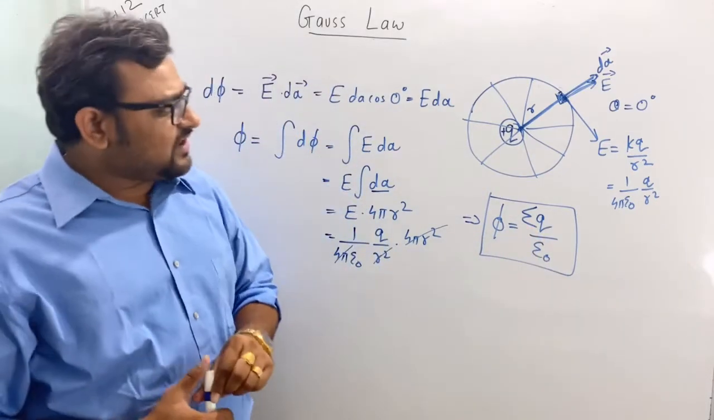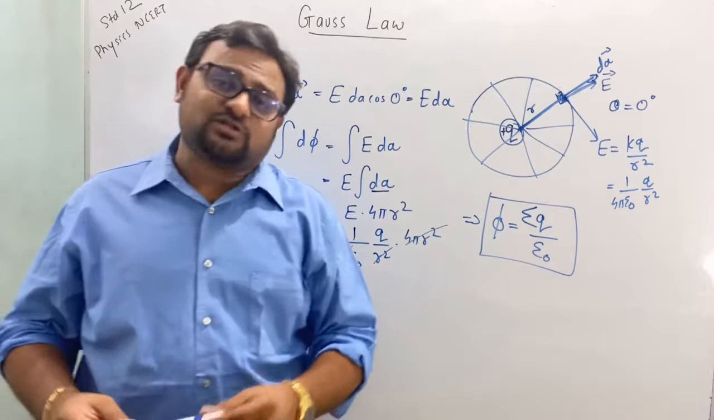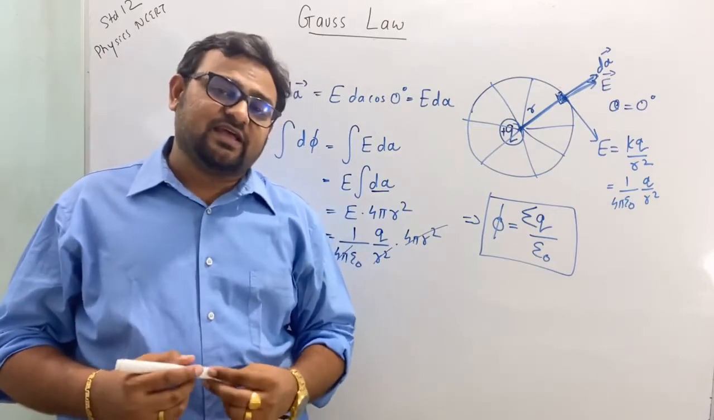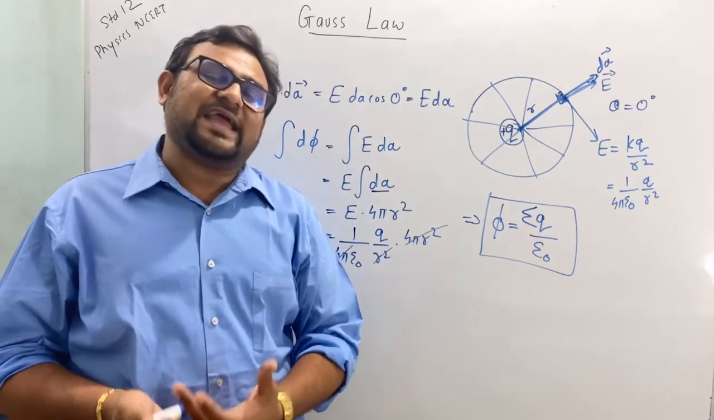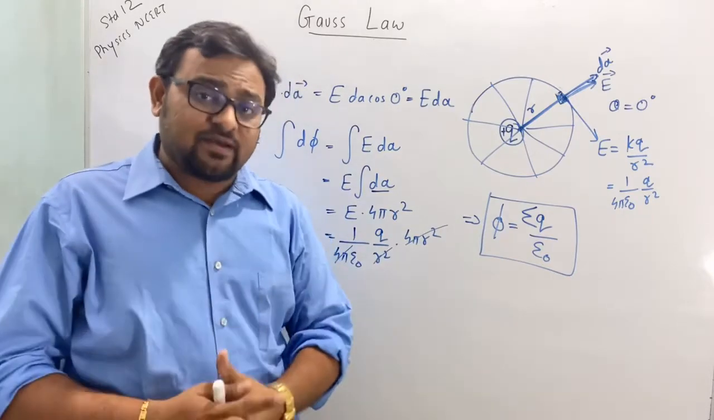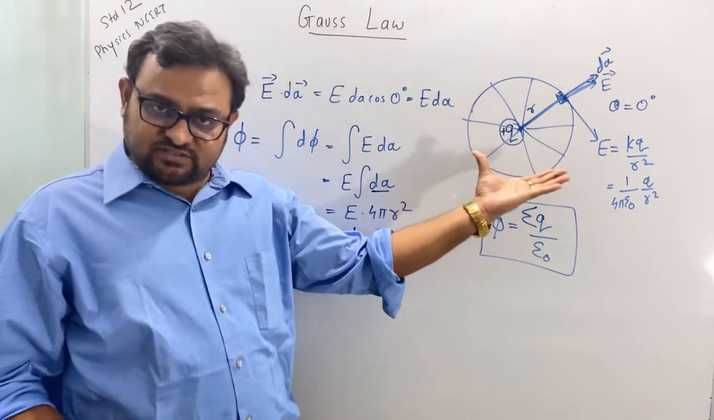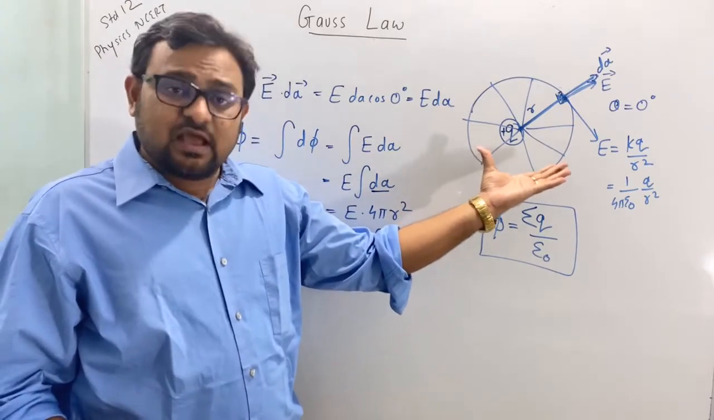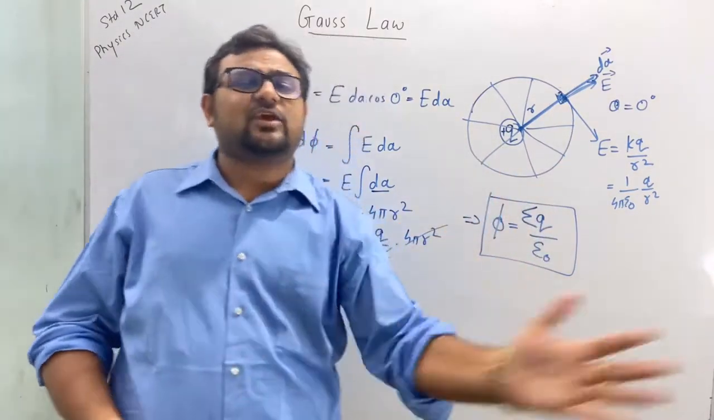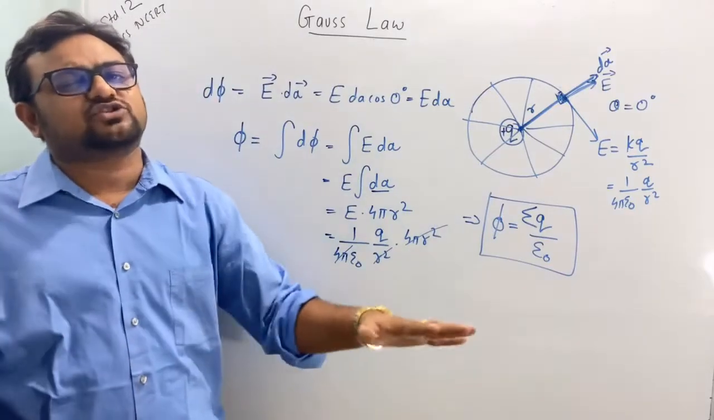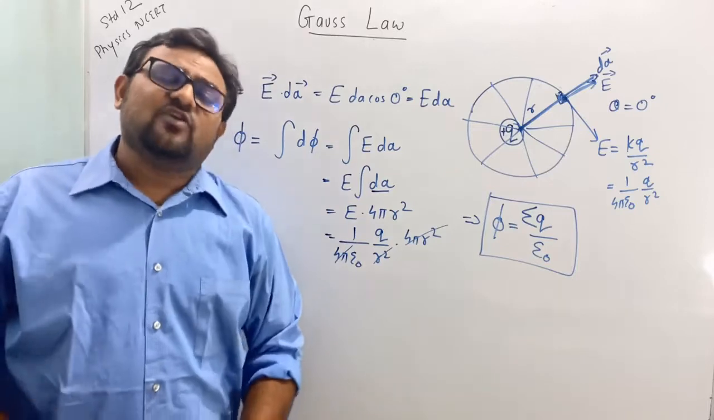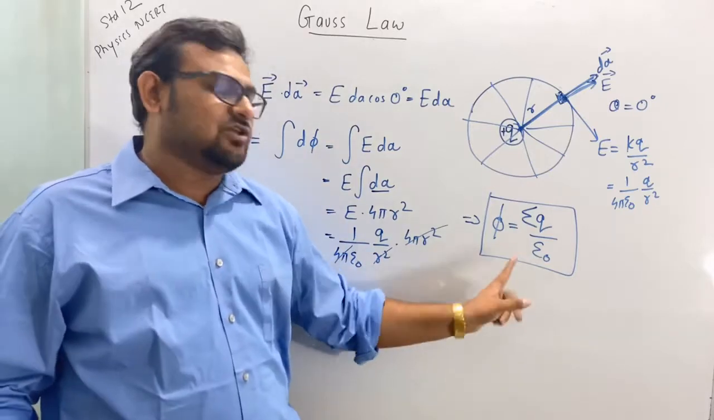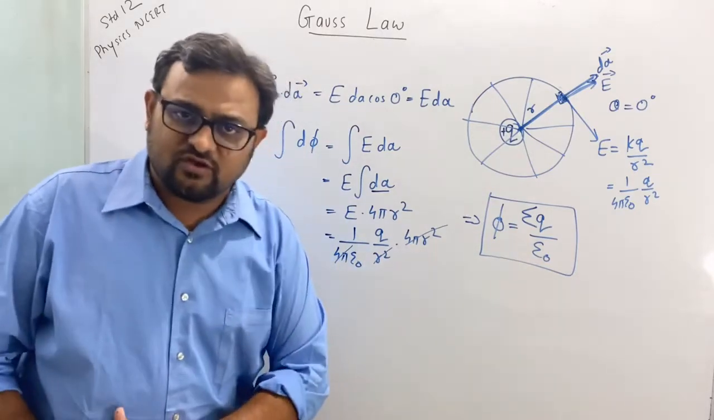Clear? So if I want to state this Gauss law, you can say that the electric flux passing through any closed surface. Remember, we have taken a spherical surface, but this is true for any closed surface. You can take a cubical surface, a cylindrical surface. For any surface, this law holds true, right?